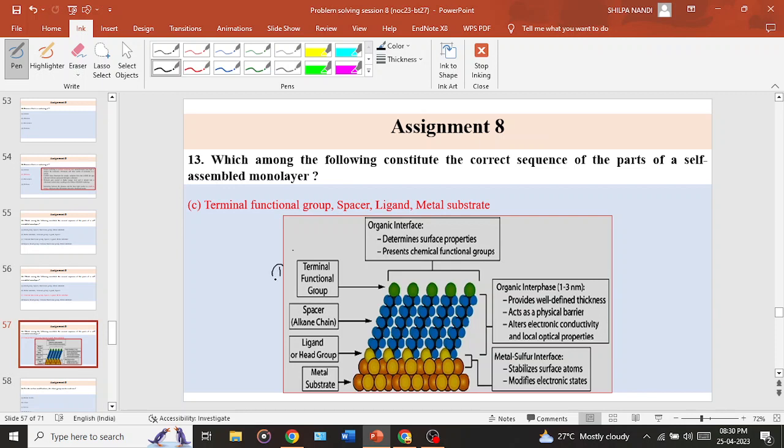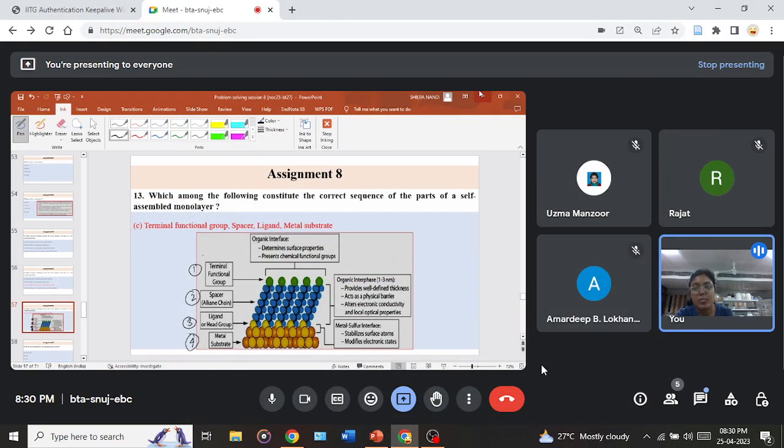So 1, 2, 3, and 4, right? The terminal functional group present at the top is actually the organic interface, and it determines the surface properties. It presents the chemical functional group.